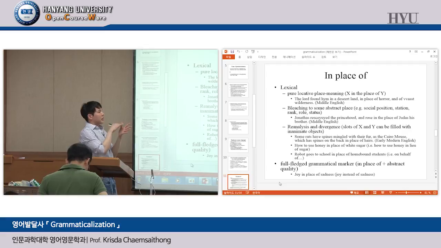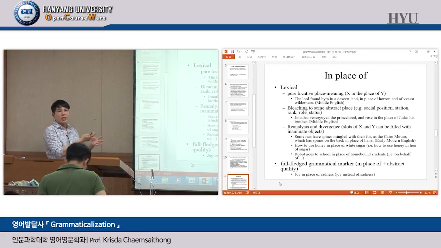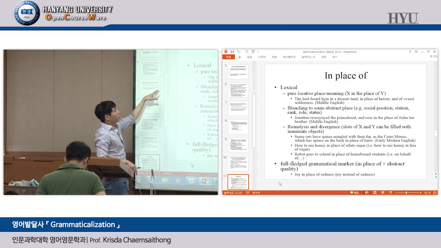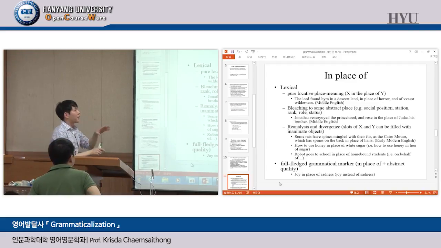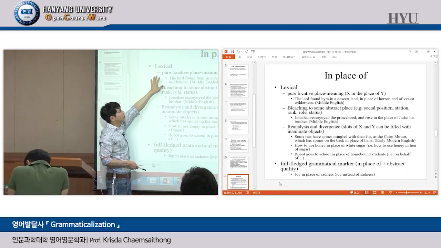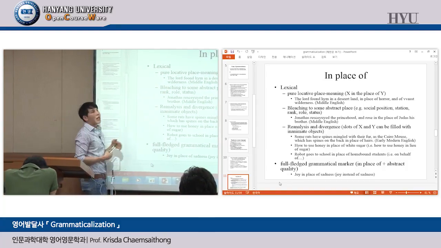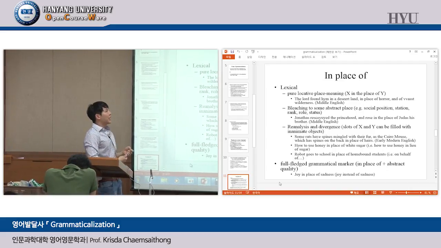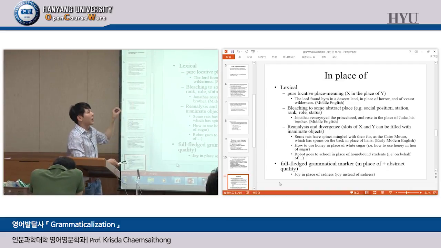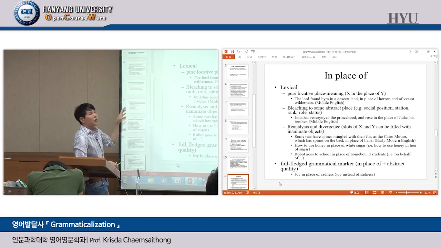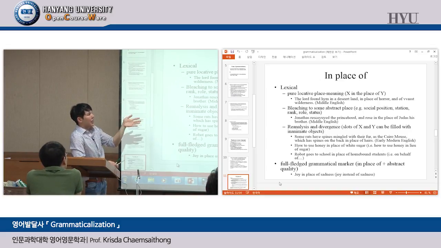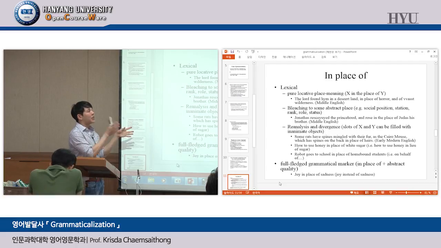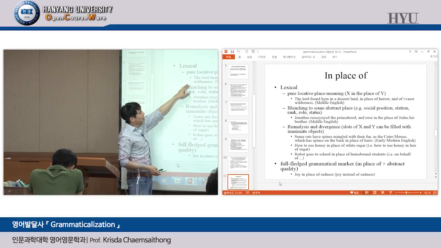Remember the steps or the common processes in grammaticalization: semantic bleaching, phonetic erosion, and divergence, and so on. So we'll go through the development of "in place of." First, it started off as a pure locative place meaning. You guys know locative, right? Location. So it indicates pure location meaning: X is in the place of Y, X is in the physical location of Y. This is in Middle English.